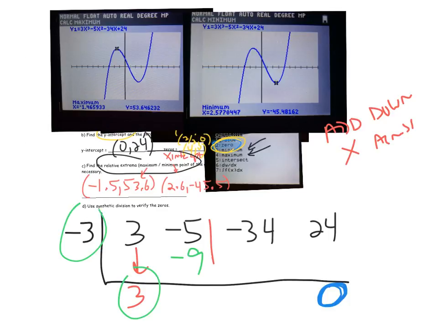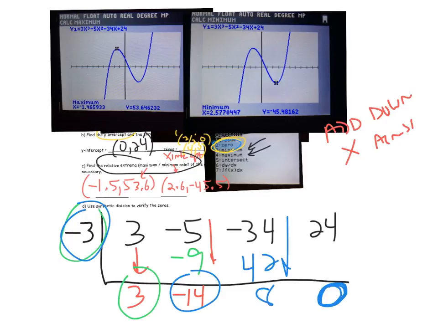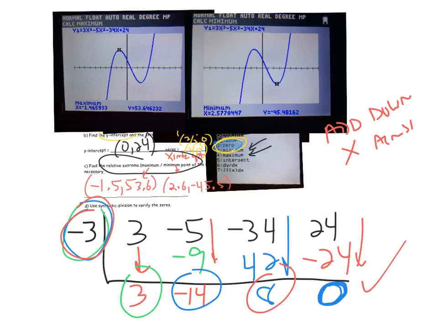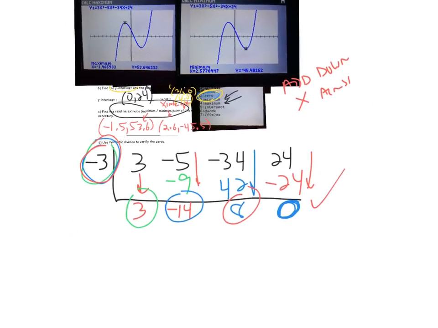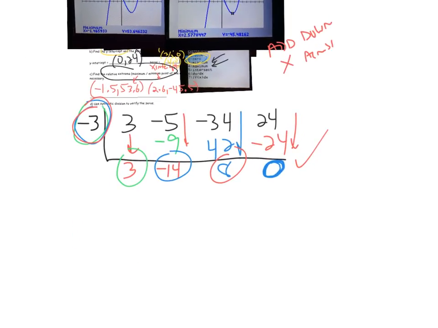Add down, negative 5 plus negative 9 is negative 14. Multiply across, negative 14 times negative 3 is positive 42. Add down, negative 34 plus 42 is 8. Multiply across, 8 times negative 3 is negative 24. And here when we add down, we get a 0. So this is how you verify your zeros. You divide each of them into the equation.